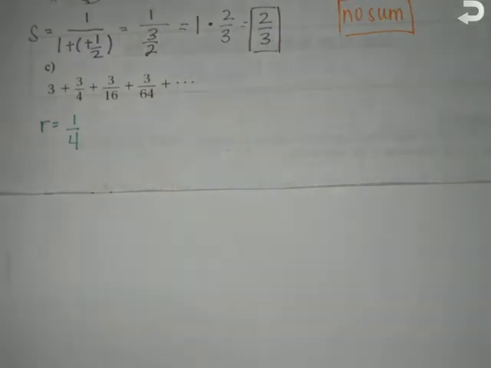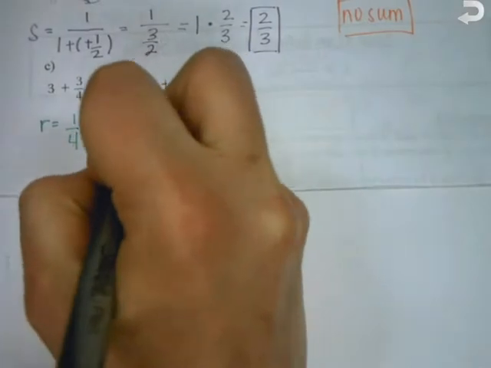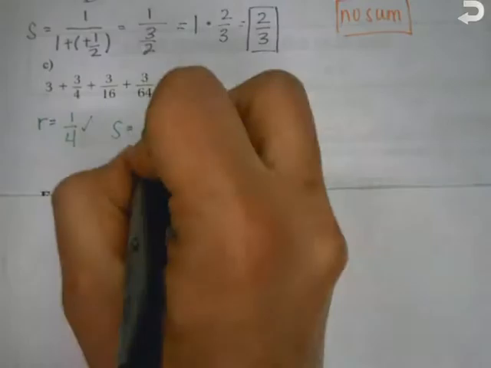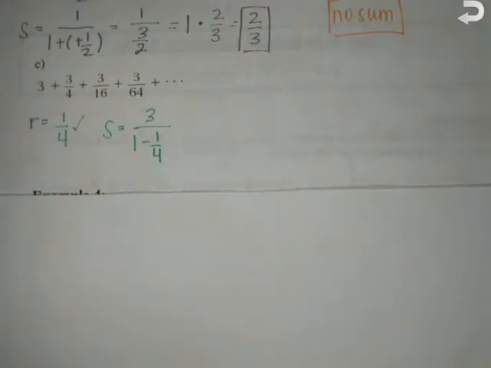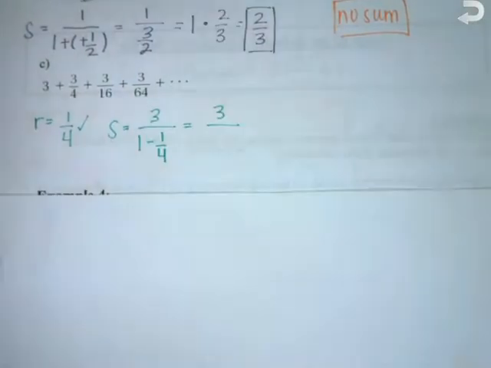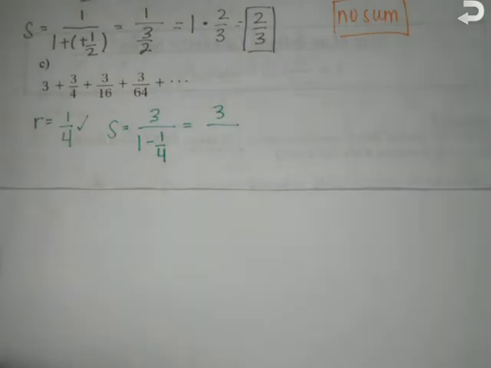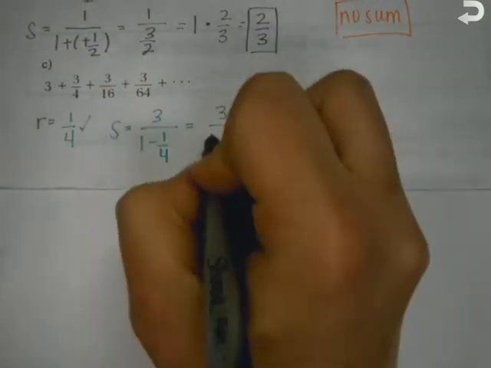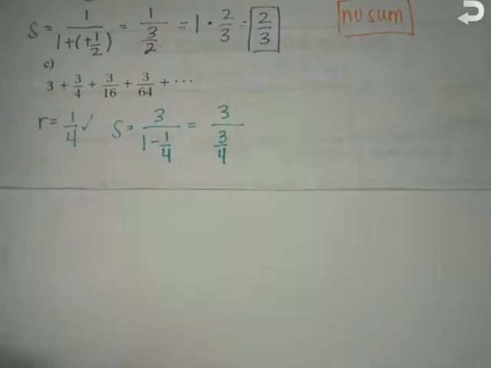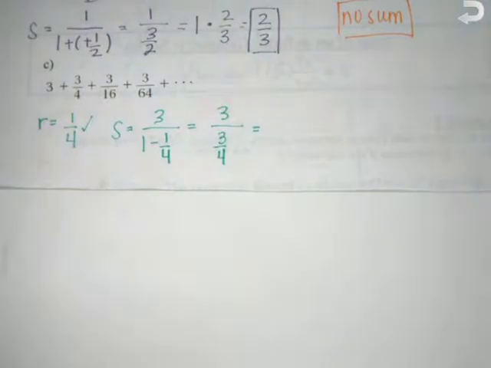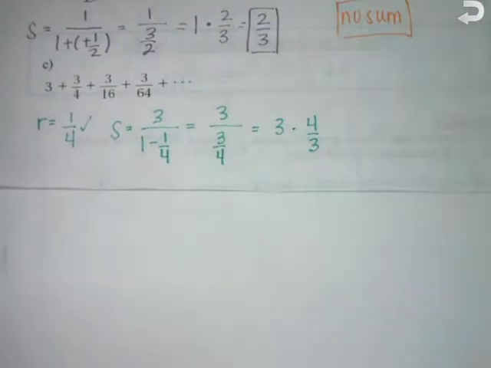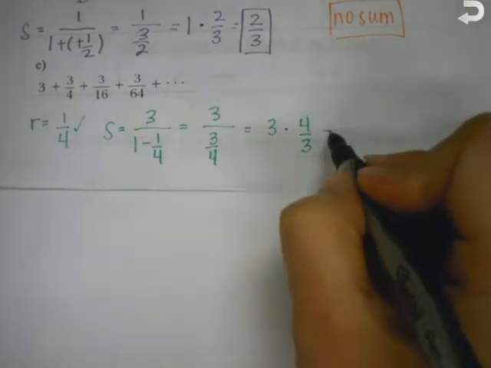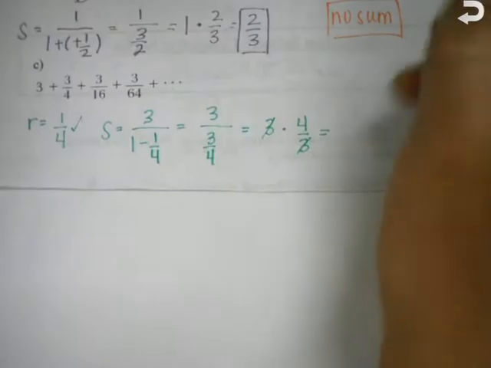So the sum equals a sub 1, which is 3 over 1 minus 1/4. So this is 3 over what? 1 minus 1/4. Oh, minus. 3/4. Dividing by a fraction is the same as multiplying by the reciprocal. So this is 3 times 4/3. Oh my gosh, this is going to work out so nicely. What happens? The 3's cancel. So what am I left with? 4.